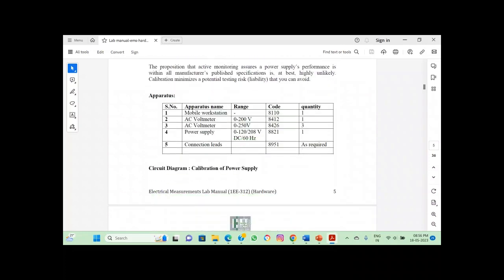What are the components we require in this experiment? We need a mobile workstation, AC voltmeter. Sorry, this is printed as AC voltmeter. Please change this as DC voltmeter.